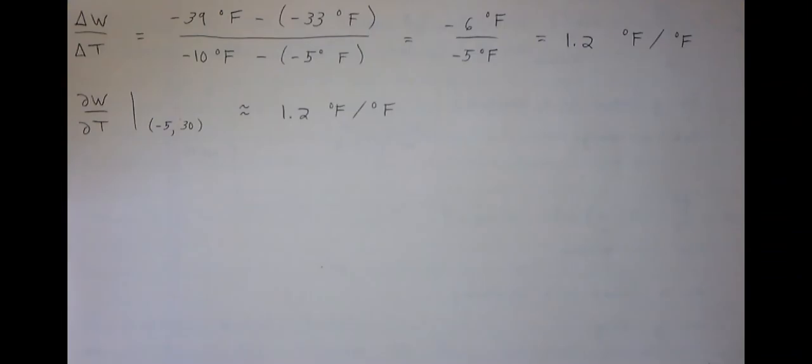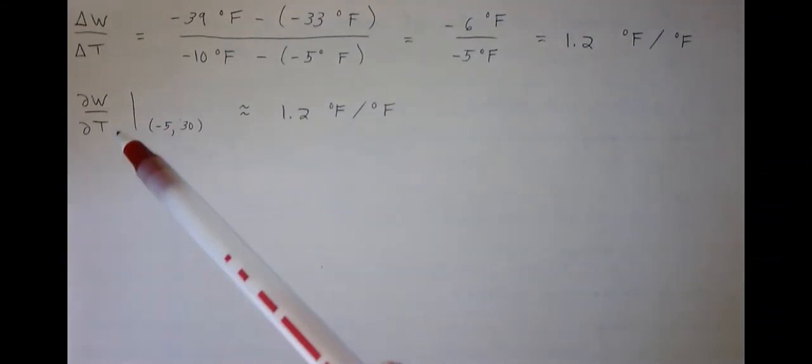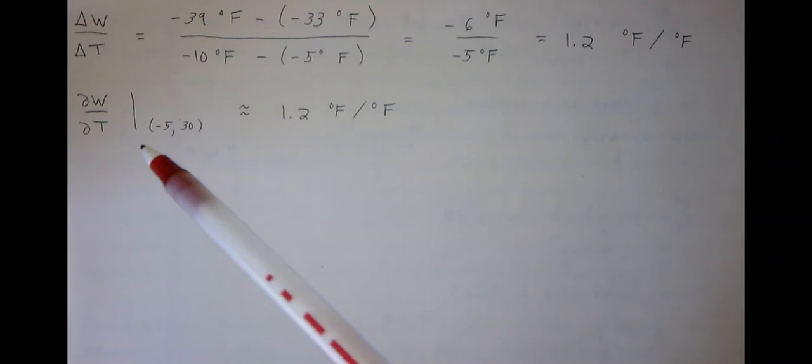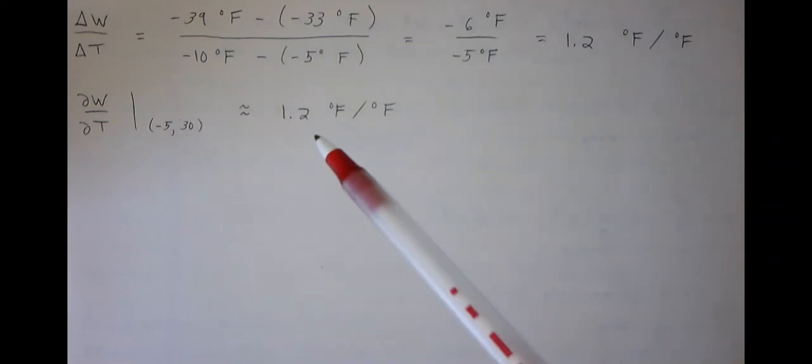Again, we've estimated a partial derivative here. This time, we're letting t vary, and we're holding v fixed. We'd write the partial derivative of w with respect to t at this point, negative 5, 30, is approximately 1.2 degrees Fahrenheit per degree Fahrenheit.